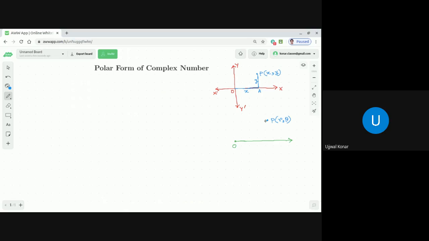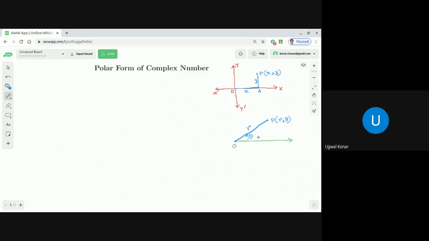If you recall yesterday's class, I explained a little bit about it. You can follow that note also, which is available on YouTube. We join O and P. The moment you join O and P, you get this r; that r is OP. And what is theta, dear students? Theta is the positive angle, where the anti-clockwise direction is taken as positive as far as the measurement of the angle is concerned, and that we define as theta.